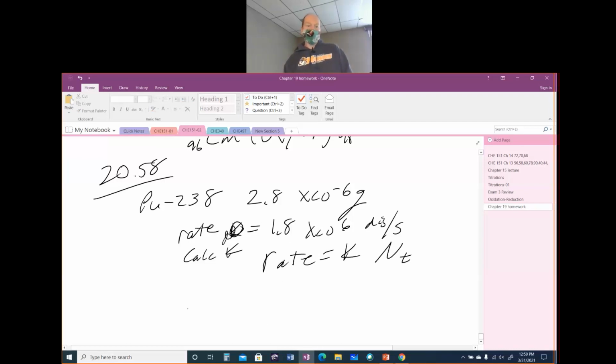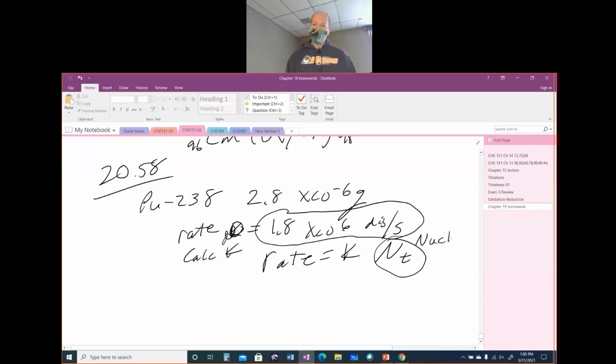And so what we have is the rate. The rate is given in the correct time units. We want seconds, and it's disintegrations per second. But we have to get our N_t. The units for this are nuclei, so we have to have nuclei here. We have to use Avogadro's number to get that to nuclei.